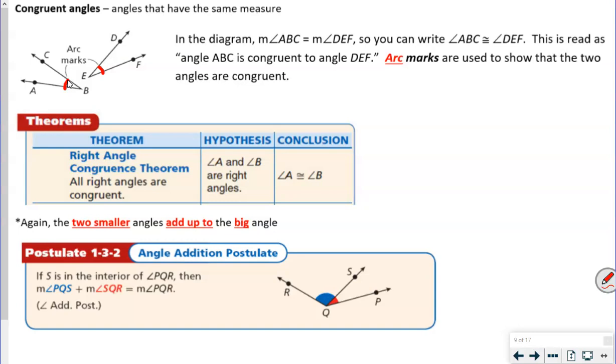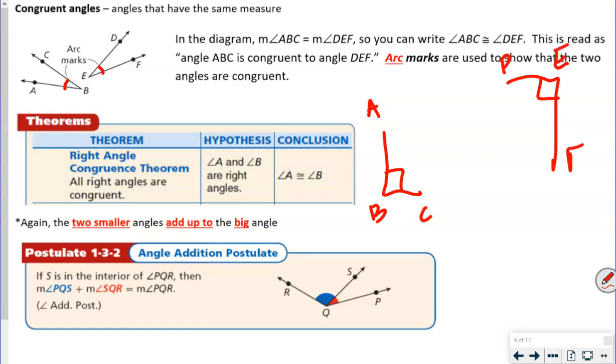So the right angles theorem says all right angles are congruent. So if I have a right angle here and it was A, B, C, and I had a right angle up here and it was D, E, F, then those two angles would be congruent because it shows us that they have a right angle symbol. And hopefully you know that that little right square looking thing is what indicates to us that those two angles are congruent, okay?